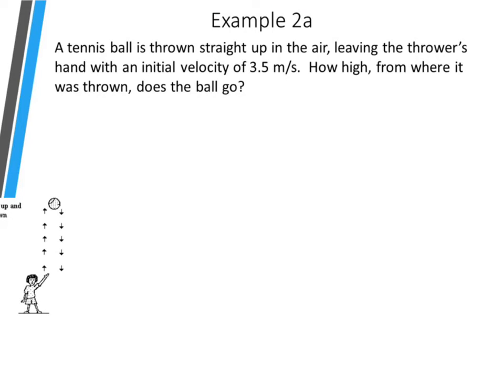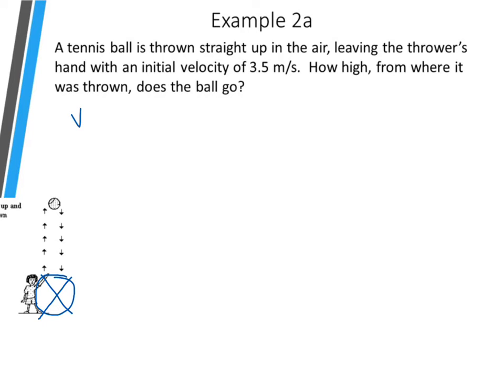A tennis ball is thrown straight up in the air, leaving the thrower's hand at an initial velocity of 3.5 meters per second. How high from where it was thrown does the ball go? So what that means is that you'll see in this picture, and that's why I've included the picture, we don't care about that part. We just want to know how high does it go. So let's write down what we know.